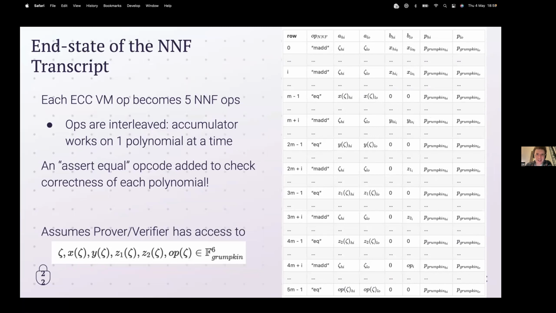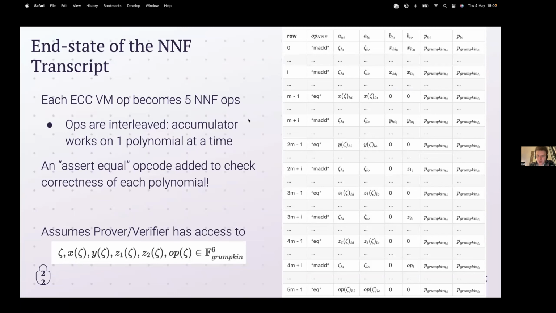The end state of the non-native field transcript after processing the main transcript will be that each virtual machine operation becomes, as I said, 5 of these non-native field VM operations, where you interleave them. The non-native field VM accumulator only works on one polynomial at a time. If this polynomial is degree m, then you're going to have 5m rows, where each block of m rows works on one polynomial: either the polynomial for the x coordinates, the y coordinates, z1, z2, or the opcode.